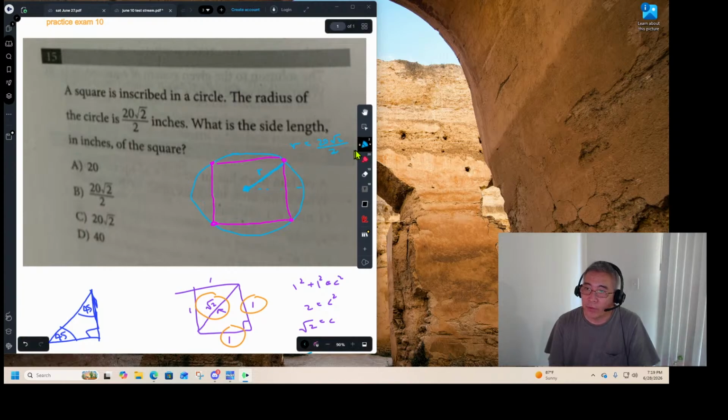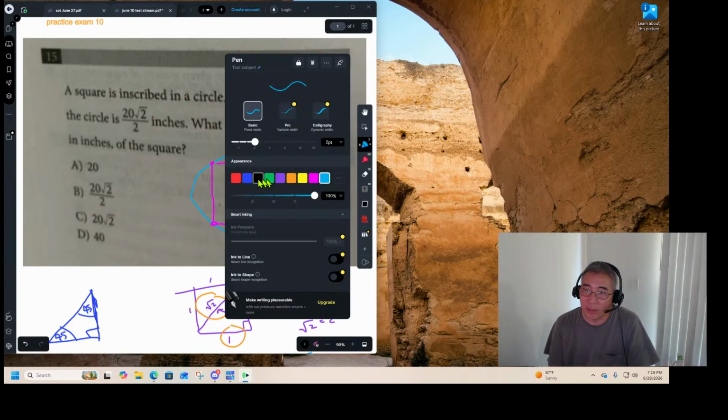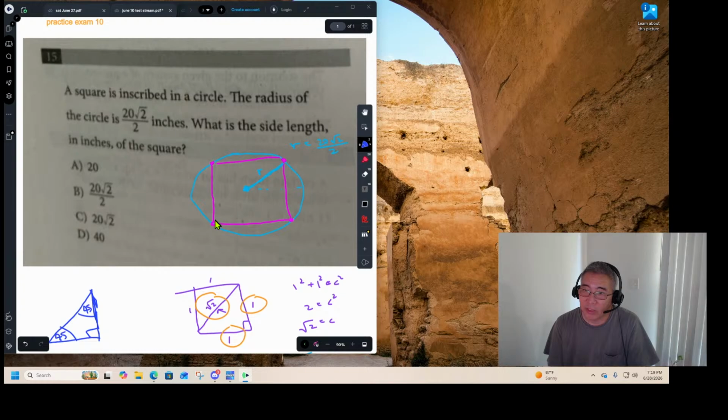I think the quickest way to do this is to figure out the length of this diameter, because the diameter would be the diagonal of the entire square. The diameter is equal to twice the radius, so that would be 20 square root of 2 without the 2 on the bottom, right? That's why they put the 20 on top and the 2 on the bottom, so they could easily make it into a diameter by taking out the 2. So now we have that the diameter is equal to 20 square root of 2.